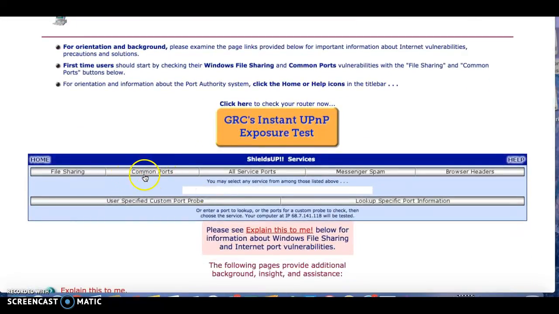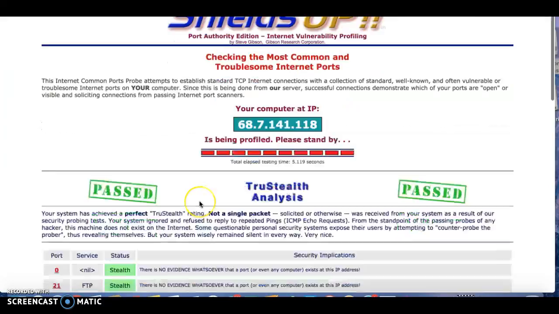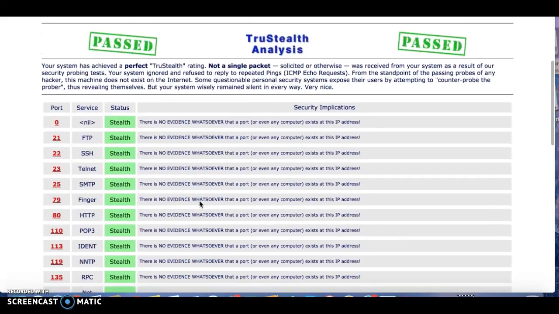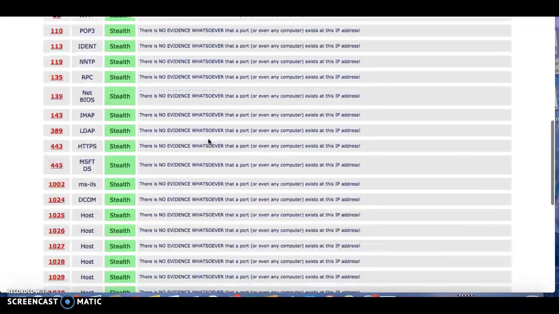And then I'll go ahead and click on common ports, and there it shows my computer IP, and here is my TruStealth analysis results. So it says I achieved a perfect TruStealth rating, so that any pings that were attempted were ignored by my system. So here it says there's no evidence that a port or any computer exists at this IP address.